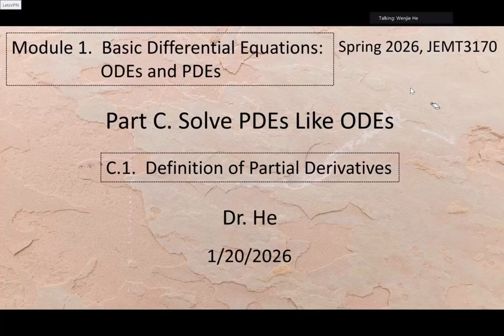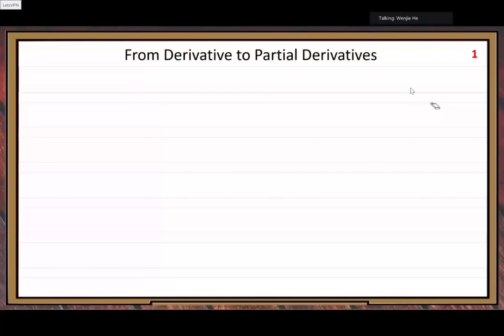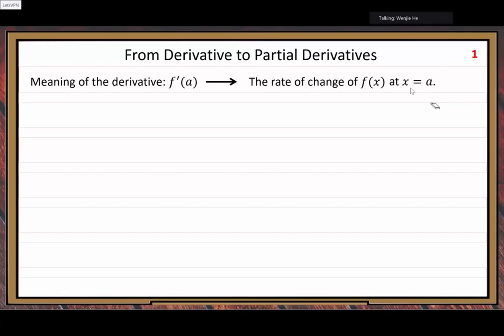C.1, definition of partial derivatives. We just use the ordinary derivative to help us understand partial derivatives. The derivative of a function f at a point a means the rate of change of the f function at this point. Now, when we move to partial derivatives, we can do it in a similar way.